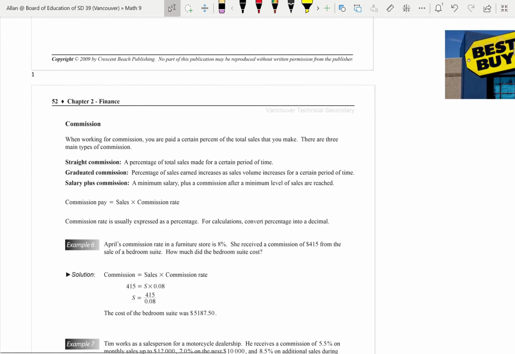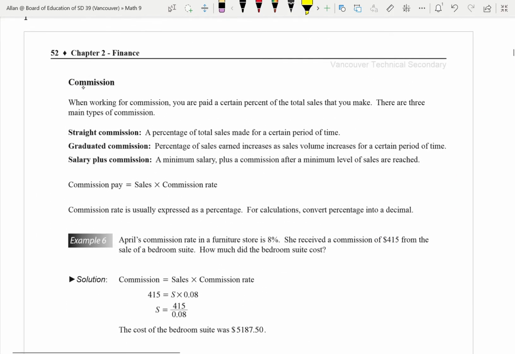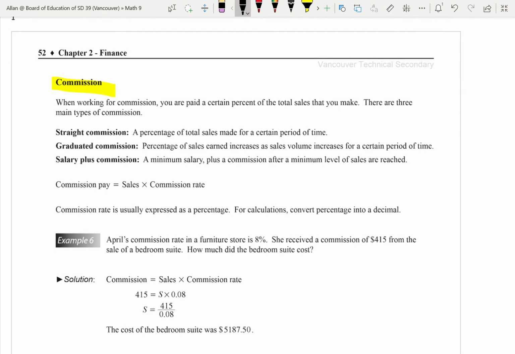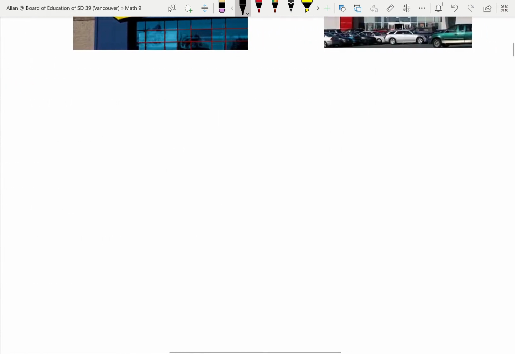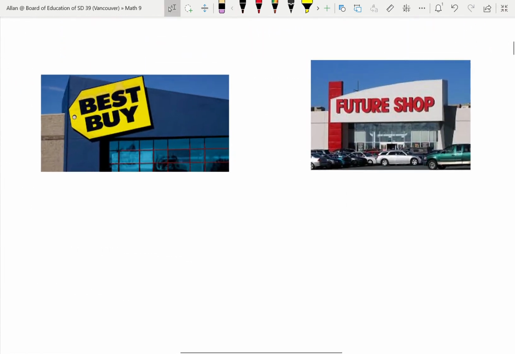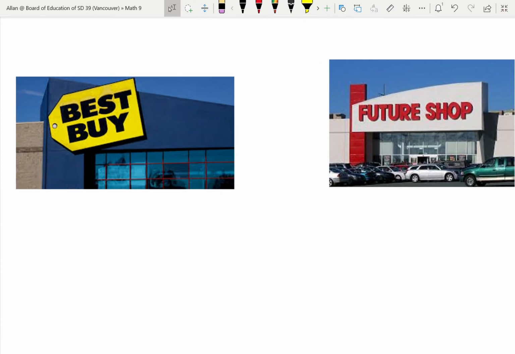Next up, I want to talk about something called commission. You may have heard of jobs that work for commission, but I want to actually kind of share a story because I think some of us are old enough to remember both of these shops. So Best Buy and Future Shop were two competing companies. Future Shop has since gone away, but Best Buy has stuck around.